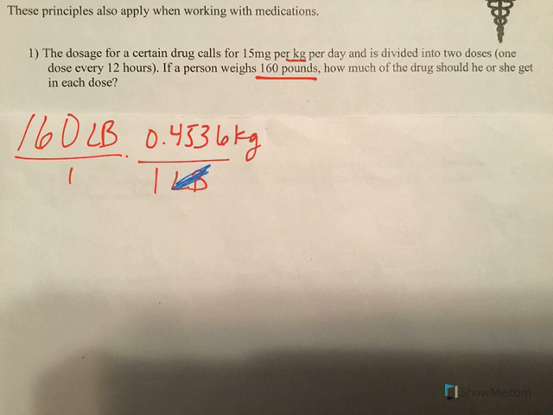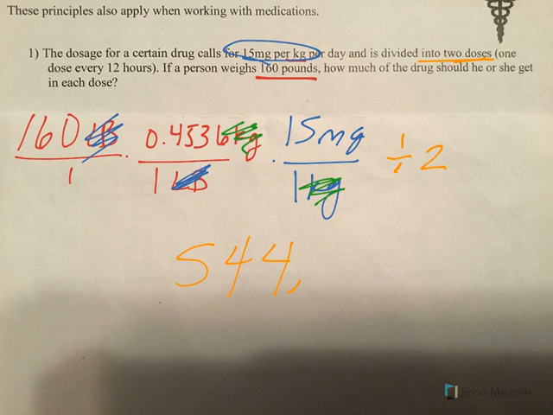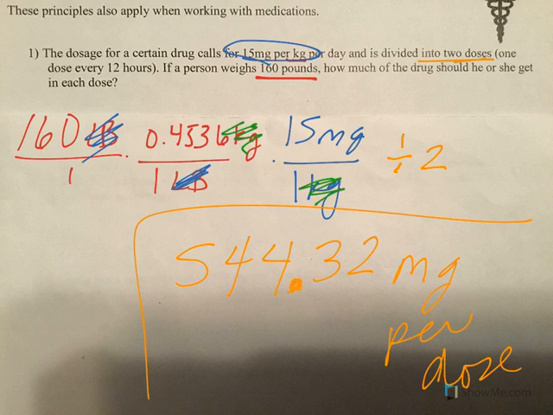So the first thing we need to do is take those pounds and change them to kilograms. So that right there takes me out of pounds and into kilograms, because once I have my weight in kilograms, then I can use 15 milligrams per kilogram. So this setup right here tells me how many milligrams this person needs to get total. So this is a total, but it says it's divided into 2 doses. So we want to take this final answer and divide it into 2 doses. And when you do that, you should get 544.32 milligrams per dose. That's a decimal point.